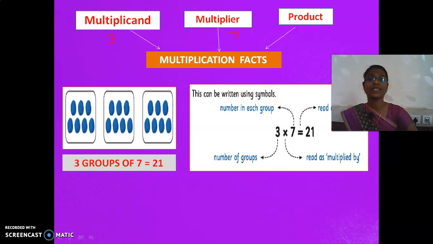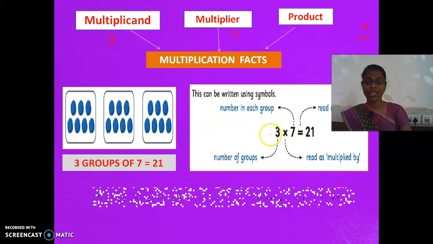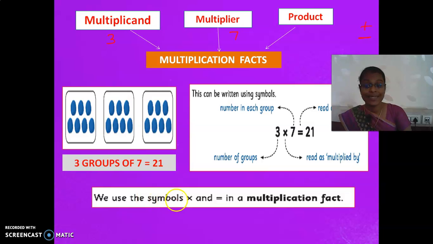So here, this can be written using symbols. For addition, you use the symbol plus, for subtraction, minus, isn't it? So likewise, for multiplication also, we use a symbol. Can you see here what is the symbol? We use the cross symbol, which looks like the alphabet X, and equal to. So you are all familiar with the equal to symbol, isn't it? In a multiplication fact, what is the first one? Number of groups, that is known as multiplicand, into multiplier is equal to product.